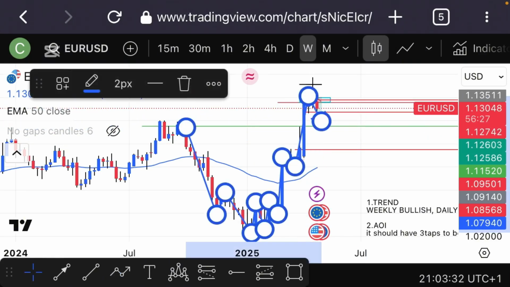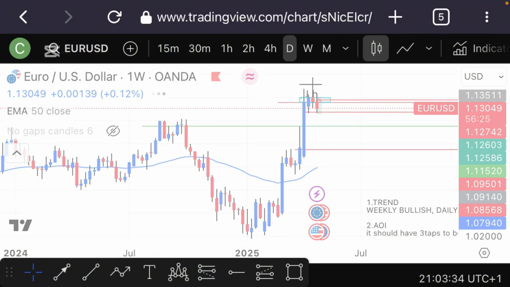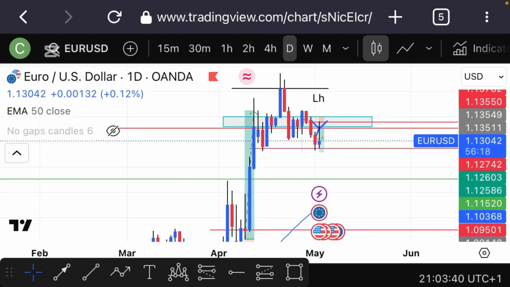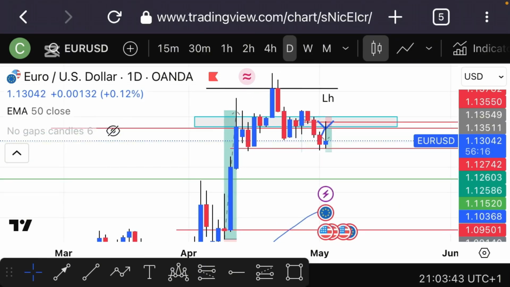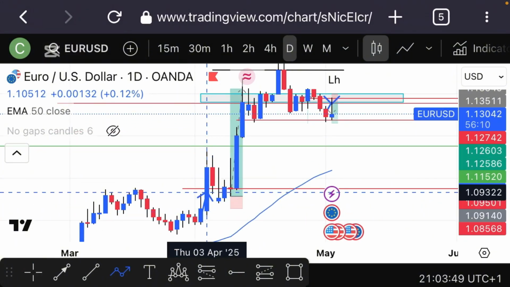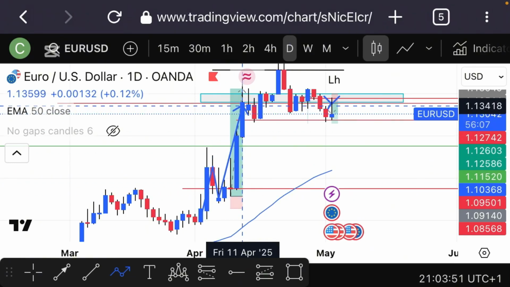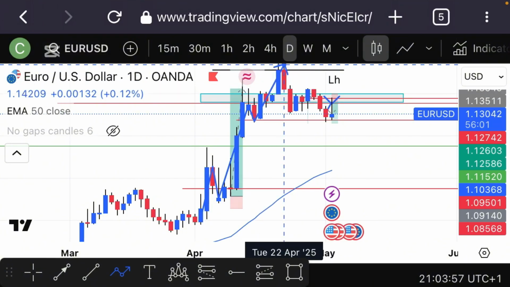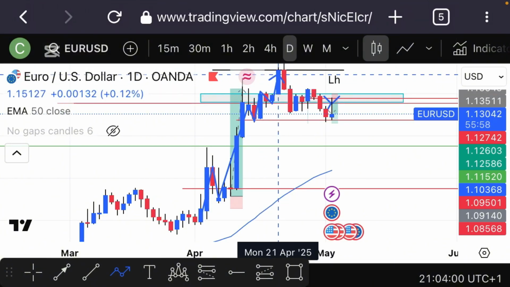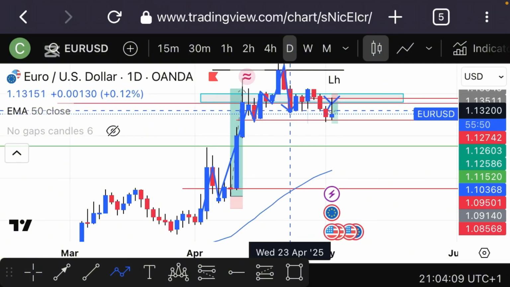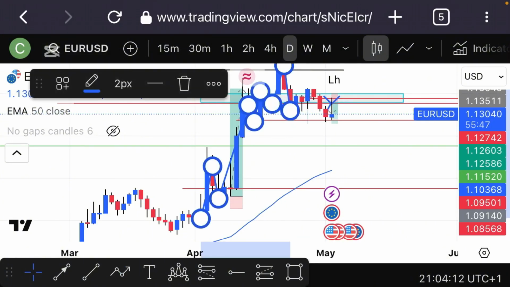So this is where I go to the daily time frame. On the daily time frame, let me analyze this. We were bullish, heading to the upside, then we shifted bearish, breaking this higher low, making this market now bearish. This is where we were on Monday.